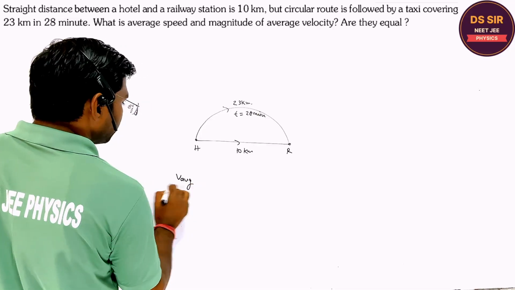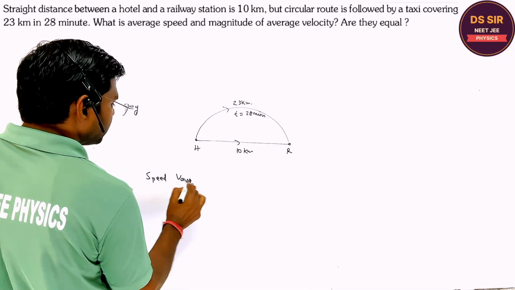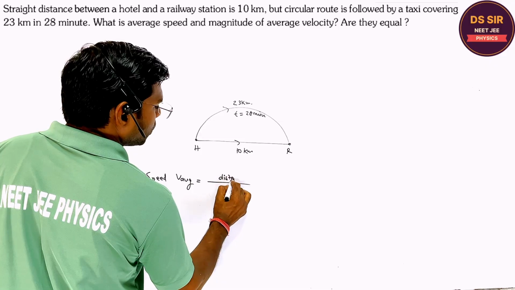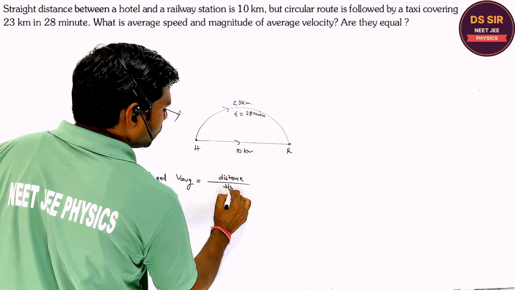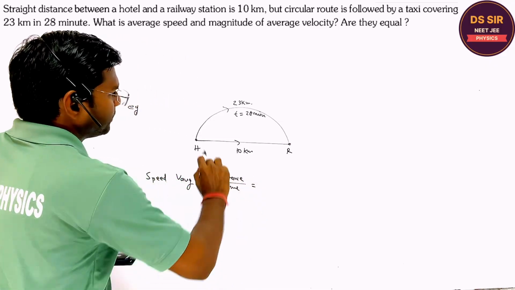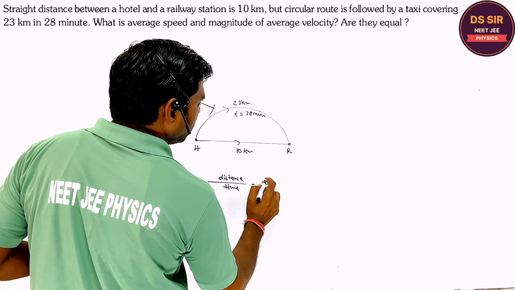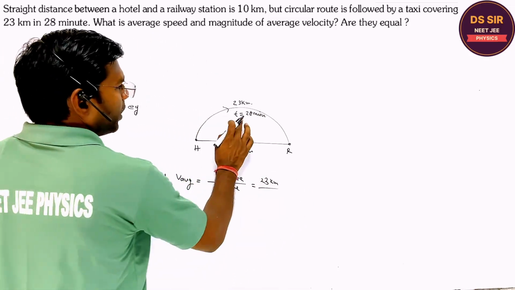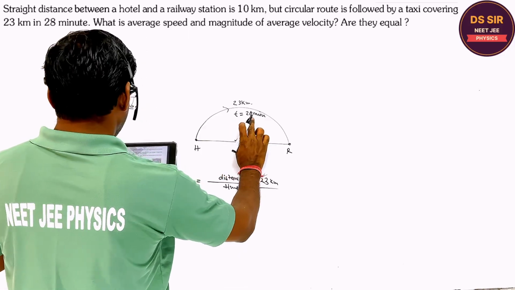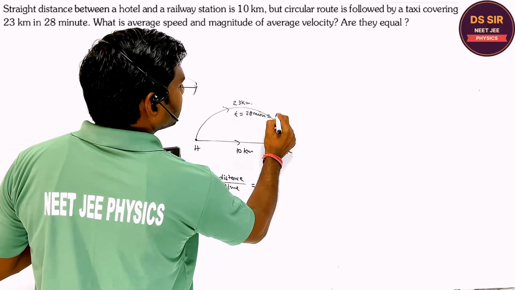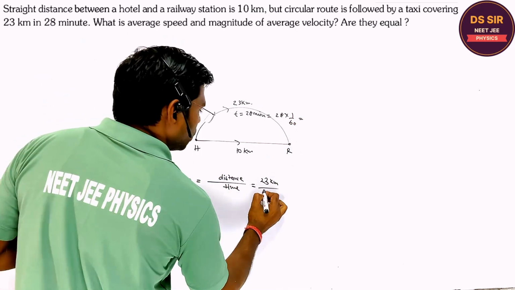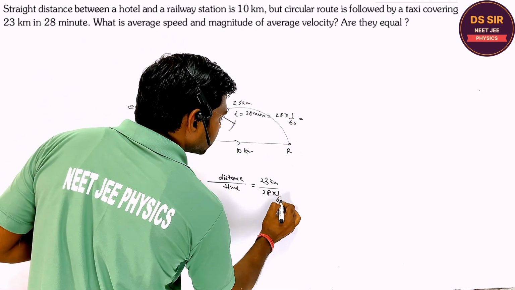The average speed I am asking is nothing but total distance divided by total time. So what distance will you write? Say 23 kilometer. Is it clear or not? And what is the time? The time is 28 minutes. It will be converted into hour. Is it clear? 28 into 1 by 60 hour.